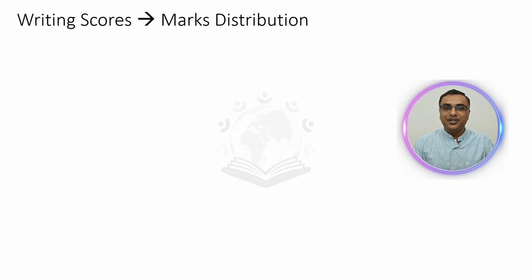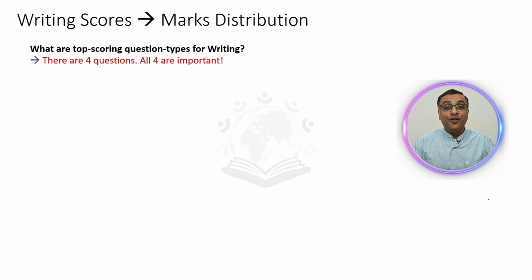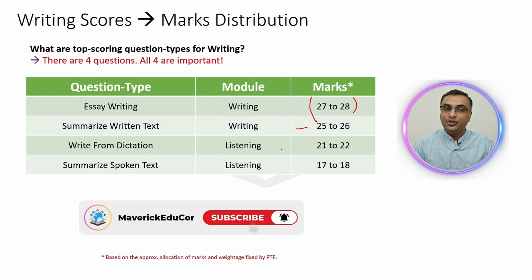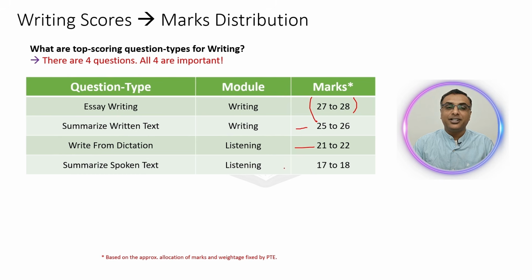Moving on to the last prerequisite with regards to the top scoring questions and the marks distributed for each of these questions. There are 4 questions, and believe me, all 4 are very important. The questions are essay writing, which is the top prioritized question, which would give you approximately between 27 to 28 marks for your writing scores, followed by summarized written text, about 25 to 26 marks. Then comes write from dictation, which would give you about 21 to 22 marks. Last is summarized spoken text, which would give you about 17 to 18 marks.